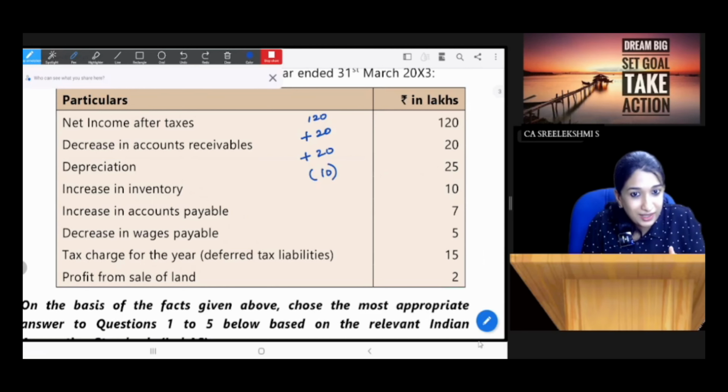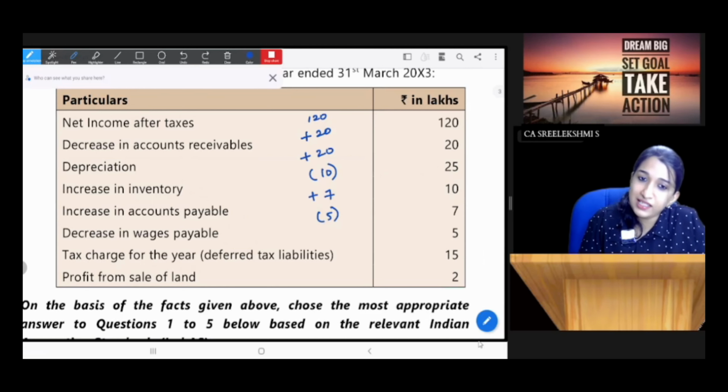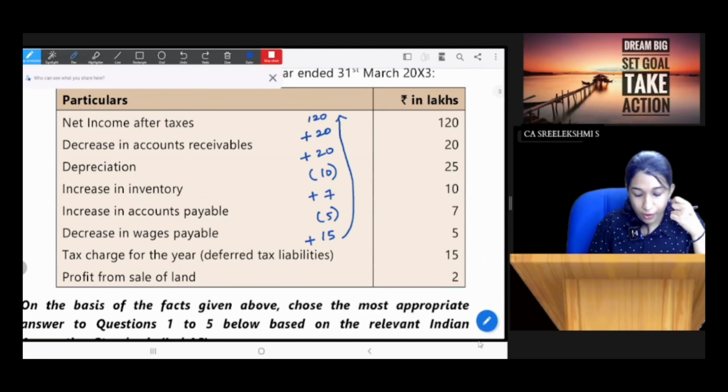Increase in accounts payable: current liabilities increase, which means you have not paid cash. Cash is in the business. Plus 7. Decrease in wages payable means you paid. So it's just about working capital changes. Basic cash flow statement, indirect method. Not the statement, just the answer. Decrease in wages payable, minus 5. Tax, deferred tax, whatever it is, tax charge for the year. If it is deferred tax, again it is non-cash, so add. So this has to be added here itself. Profit from sale of land, credited to P&L, is investing activity. So remove, minus 2.